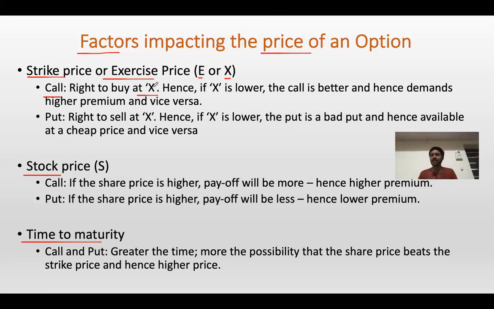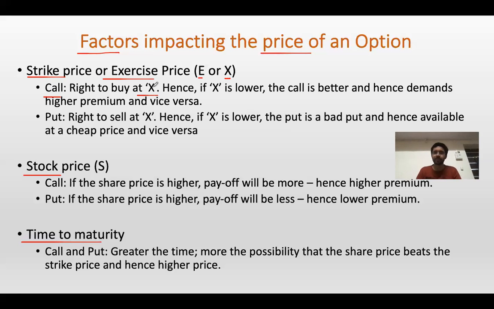Now let's just take an example with numbers. Let's say there are two call options. The first call option has a strike price of 1,000. The second call option, let's say, has a strike price of 1,100. If you stick to the theoretical definition of a call option, the first call option gives you a right to buy a particular share for 1,000 rupees. The second call option gives you a right to buy a particular share at 1,100.